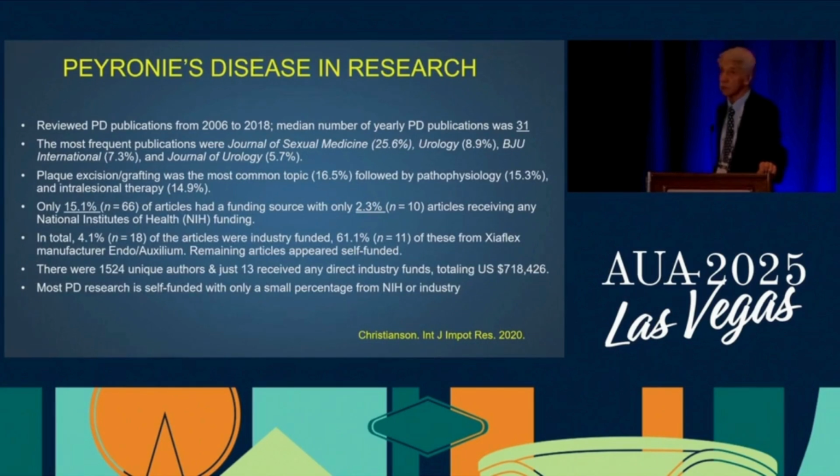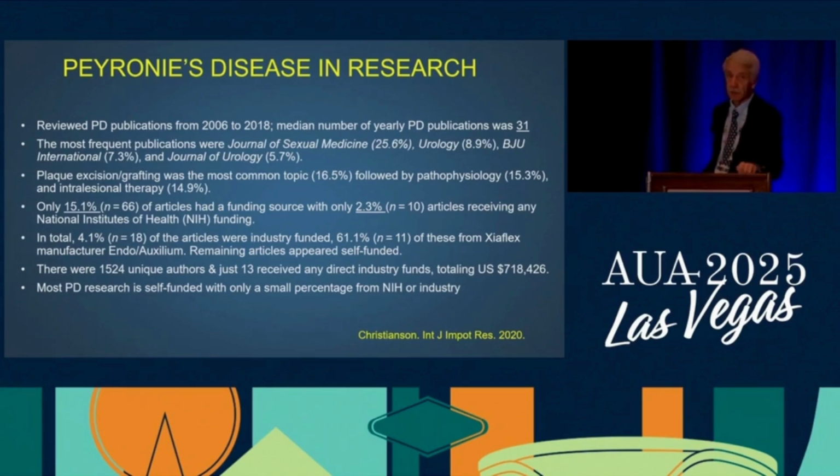I'd like to mention Peyronie's disease in research. This is an interesting publication done a few years ago, and it reviewed all the peer-reviewed Peyronie's disease publications from 2006 to 2018. The median number of yearly PD publications was 31, and from this group, there was about 427. The most frequent publications were in the Journal of Sexual Medicine, which had 25%, Urology, BJU International, and the Journal of Urology. Plaque excision and grafting was the most common topic, followed by pathophysiology and intralesional therapy.